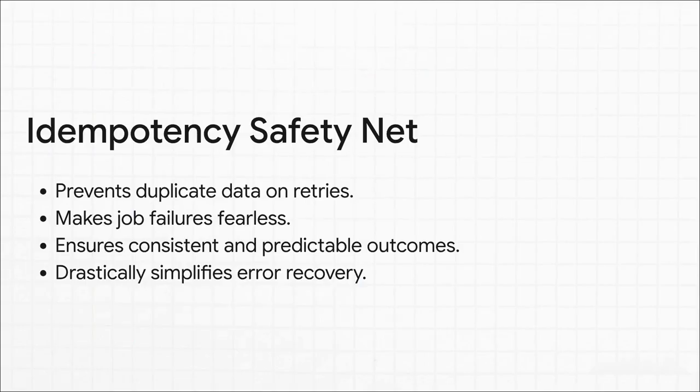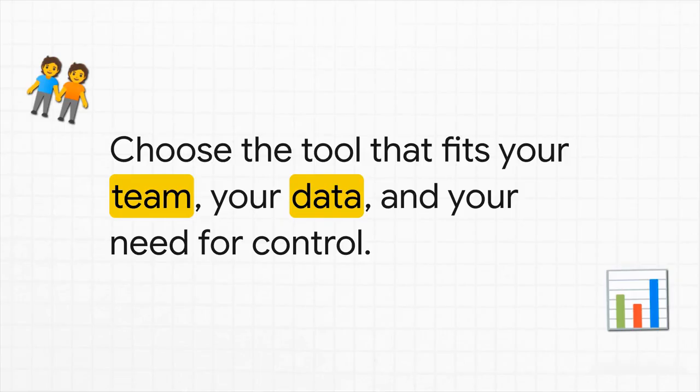Seriously. When you design your jobs to be idempotent, you can be fearless about failures. A little network hiccup or a temporary bug doesn't become a 5-alarm fire that requires manual data cleanup. It ensures your outcomes are always consistent and makes recovering from an error a simple, automated process, not an all-hands-on-deck emergency. So, what's the bottom line here?